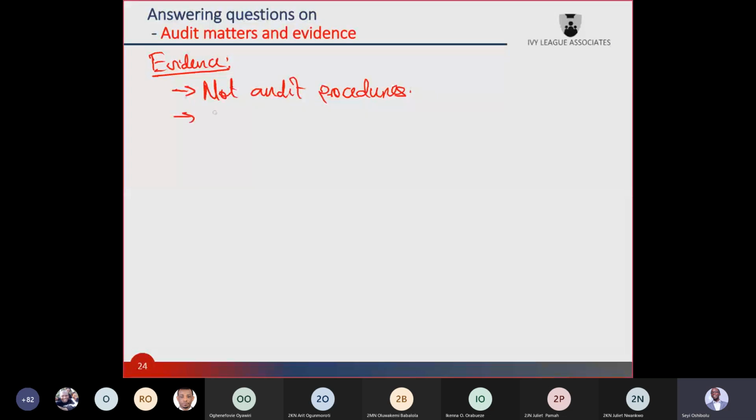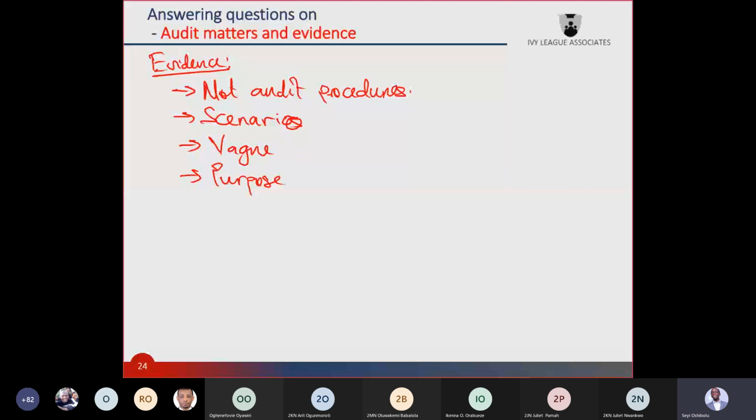Next, the scenario. The scenario will usually have some evidence or indications of evidence that you can pick from it. Next, avoid ambiguity, vague answers, vague evidence. You need to avoid vague evidence. Next, state the purpose.